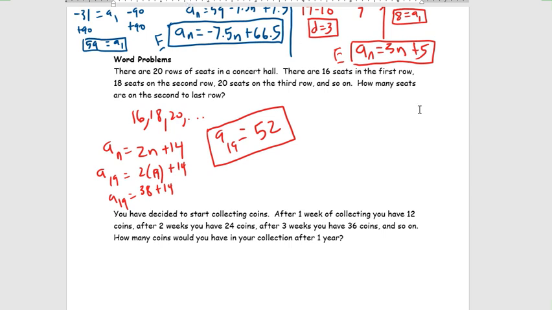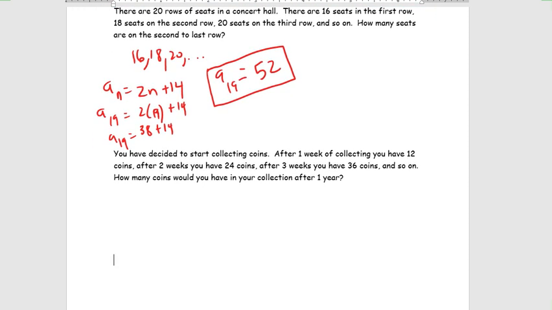Okay, one more. You have decided to start collecting coins. After 1 week of collecting coins, you have 12 coins. After 2 weeks, you have 24. After 3 weeks, you have 36. So we could write a sequence for this situation: 12, 24, 36, and so on. Let's make up a sequence, and let's call it C sub n for coins. What is our slope term, or our difference? It is 12.